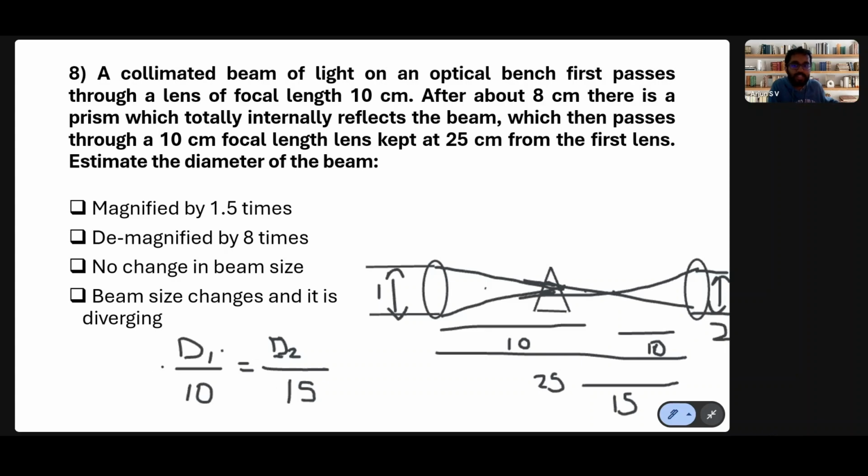So we have to find d2 here. If I have to find d2, we have to shift 15 here. So d2 will be 15 by 10 of d1, which will be 1.5 times d1. So it just means that the beam is getting magnified 1.5 times. So the correct answer here will be magnified by 1.5 times.